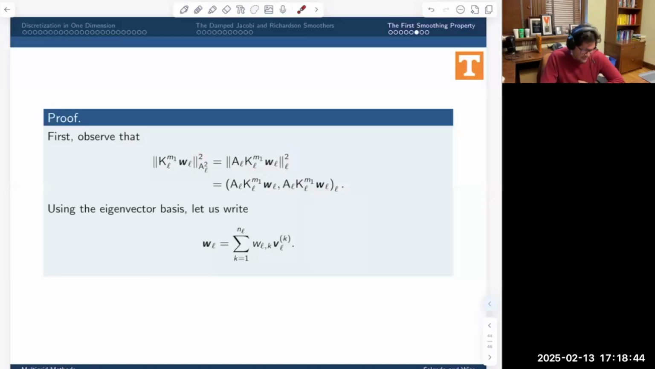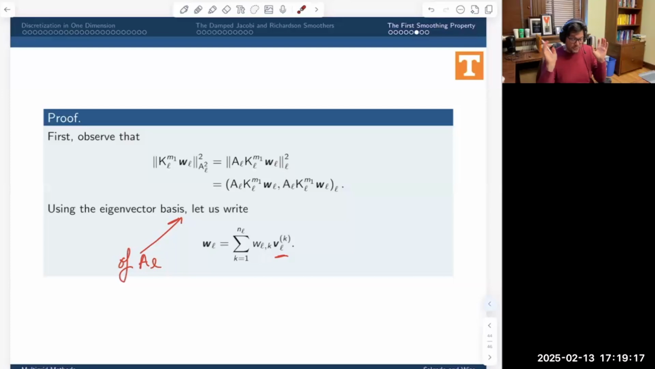Now, we know we have a basis of eigenvectors for the stiffness matrix AL, and those are the same eigenvectors for the K matrix. In fact, they're the same eigenvectors for KL raised to any power, no problem. So we're going to write WL in that basis of eigenvectors for AL. These are the eigenvectors that we're going to use. Those are the sine waves.